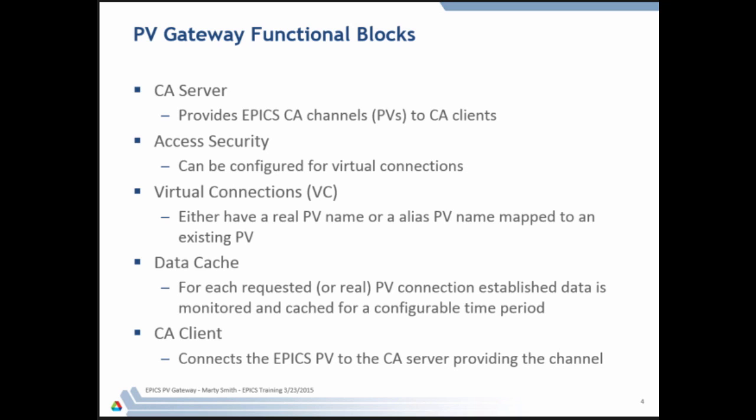The data cache is, there's data cache for each PV, and the cache is used by the gateway. The only thing that gets updated in the gateway from the IOC is this cache. So when you do a read request of a PV, the gateway basically gives you that cached value. The channel access client side of the gateway connects the Epix PV to the channel access server or the IOC in most cases.